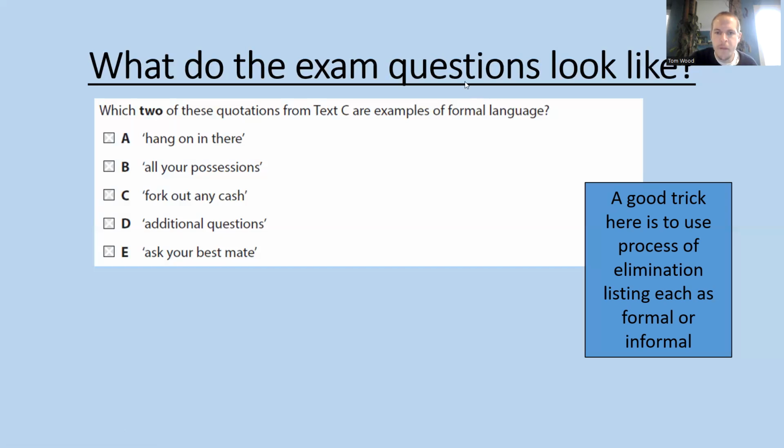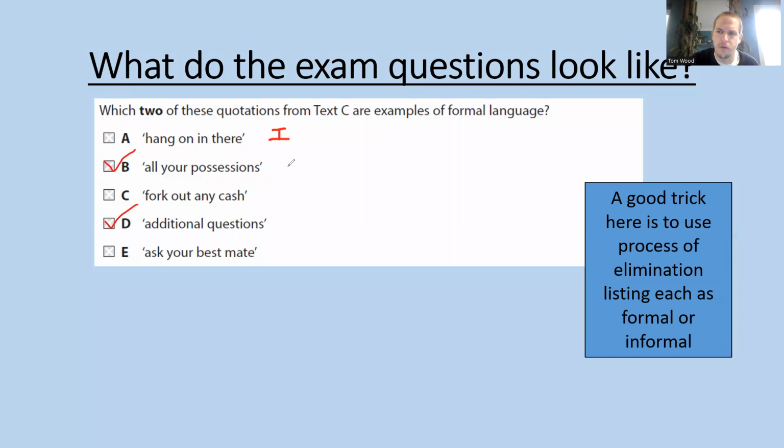Okay, so for this one, we are looking for the formal and informal, and we can go through and identify these as formal or informal. Again, process of elimination is really useful. I definitely recommend it. You've got the time to do it. Hang on in there. Well, that sounds pretty informal to me. It's slang. If I was talking to my boss or reading a newspaper, I wouldn't really expect to see that.